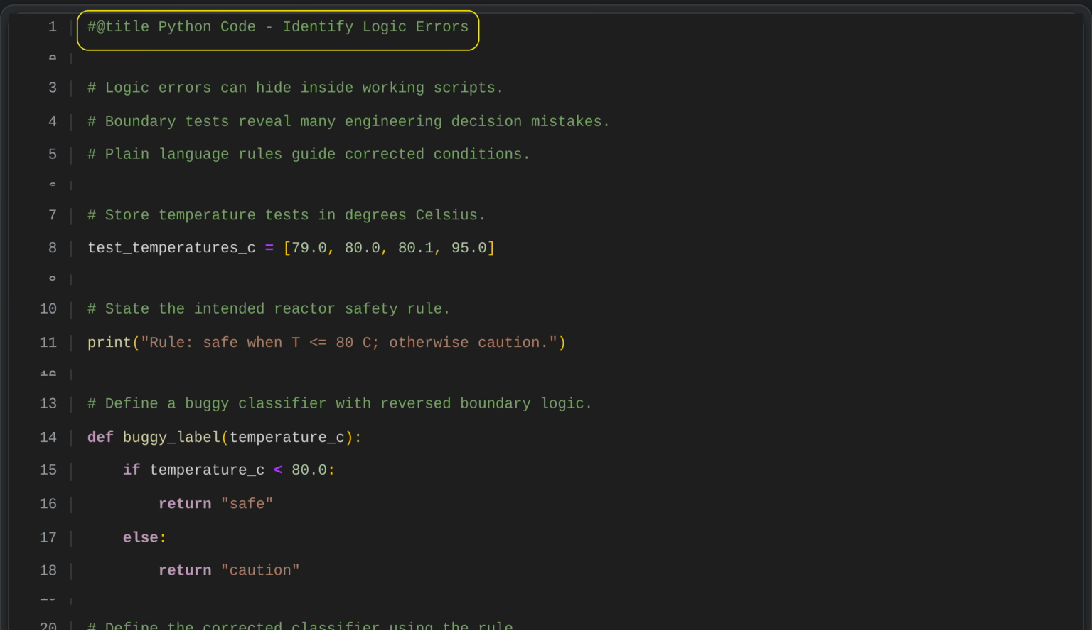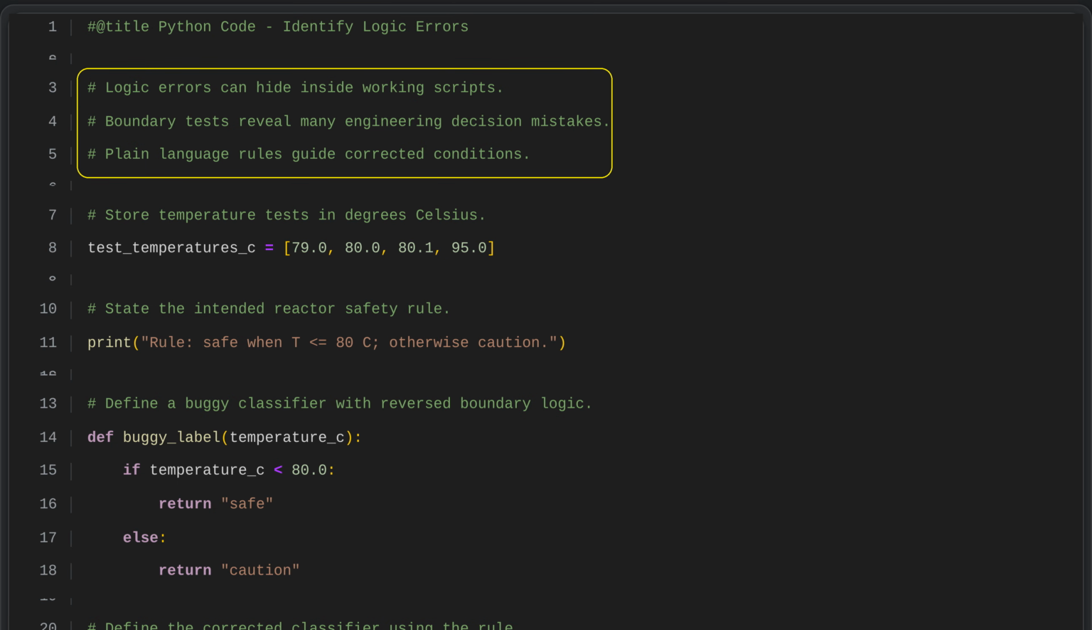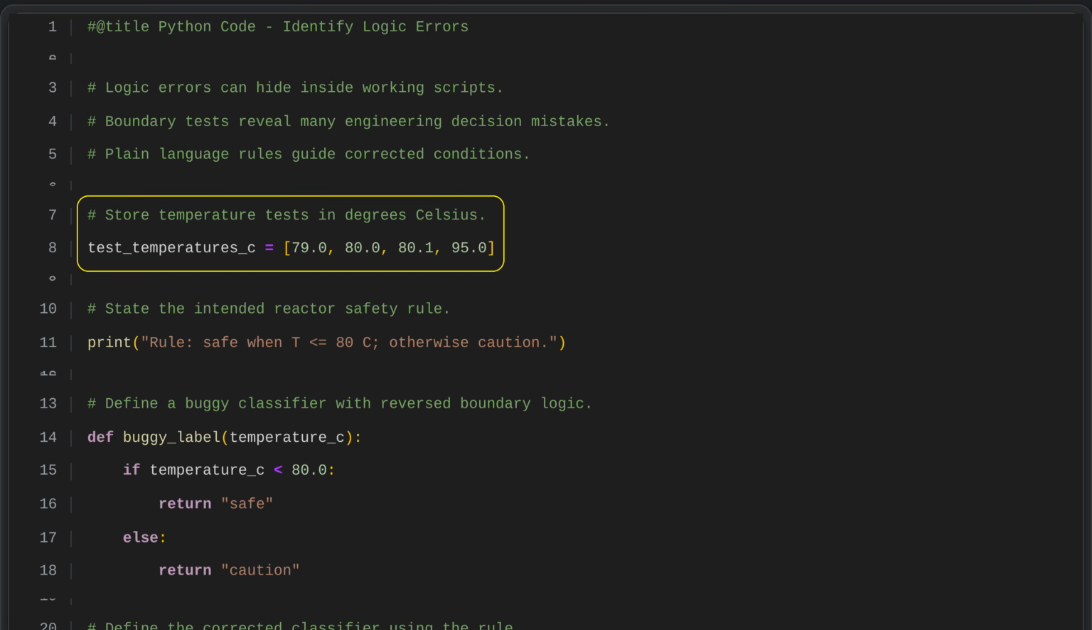Python code. Identify logic errors. Logic errors can remain hidden even when a script appears to run correctly. Testing boundary cases helps uncover mistakes in engineering decisions, and plain language rules make it easier to correct conditions accurately. We create a Celsius temperature test list with values just below, at, just above, and well above 80 degrees. This checks whether the safety rule behaves correctly around the critical 80-degree boundary.